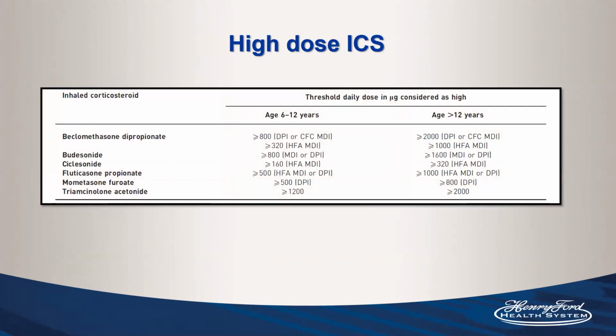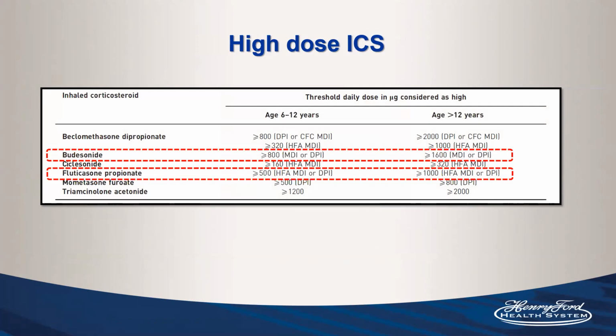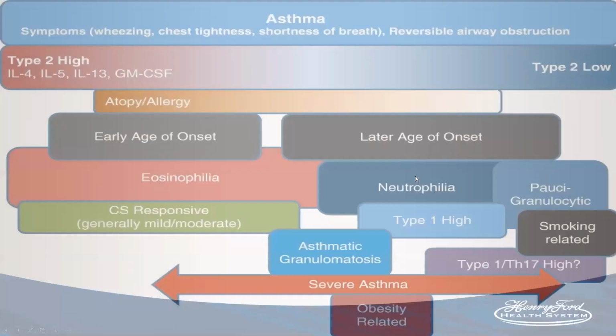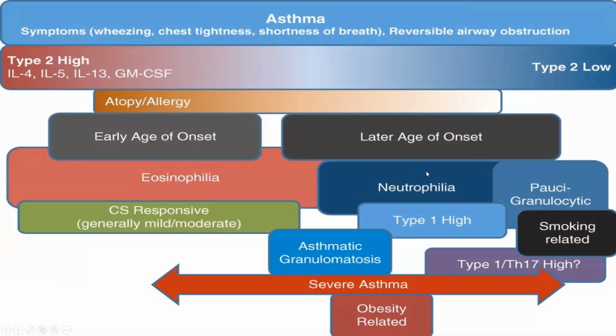Just quickly, high-dose corticosteroids. This is a nice small table. It tells you what qualifies as high-dose corticosteroids. For example, if you're using Symbicort, budesonide, over 1,600, and then like Advair, if you're using fluticasone, it's over 1,000 per day. Okay, back to the confusogram. Just keep that in your mind because that will guide our phenotyping and further treatment for the patients, okay?